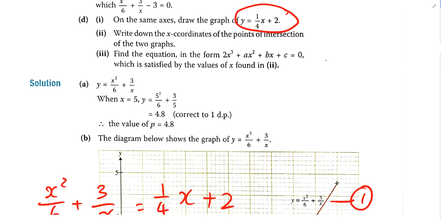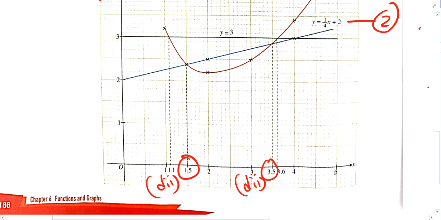What are the x values? They are found in part 2. So in part 2, they are 1.5 and 3.5. These are the solutions. They give you the solution, you calculate the equation. How do we work backwards? What's so special about 1.5 and 3.5 again?